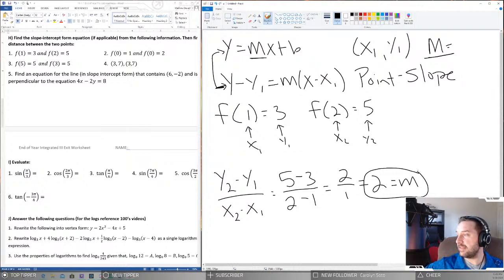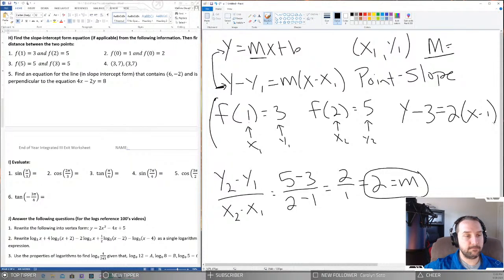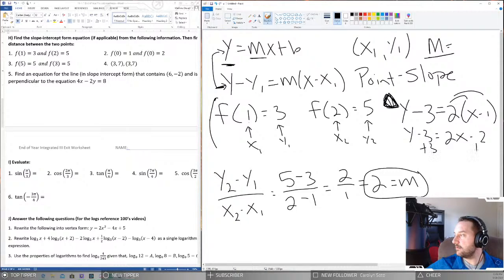So now, taking that, and here's my point, (1, 3), I can plug it into this formula. y minus my y1 equals my m times x minus my x1. Now that it's in this form, I have my equation here. Now I just need to get y by itself, because y by itself is your slope-intercept form. If I distribute the 2, y minus 3 equals 2x minus 2, add 3, and I'm going to get y equals 2x plus 1.